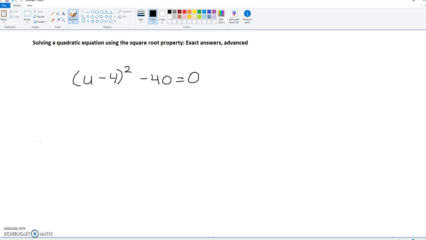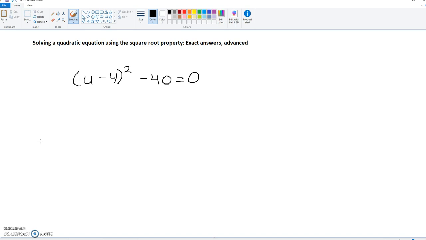Solving a quadratic equation using the square root property, exact answers at advanced. In the previous topic, we had just x squared equals a number. And we found that we had to take the square root of both sides. And in doing so, you had a positive version of the answer and a negative version of the answer. You're going to have the same thing here also.